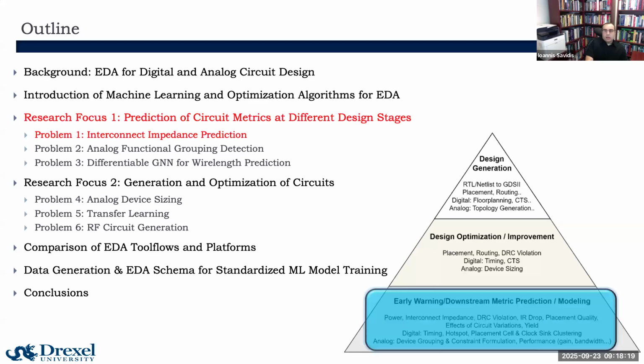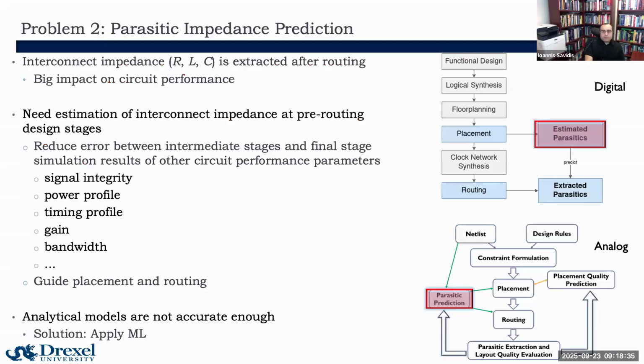All right, so we'll switch into some of the research problems that we've been looking at. Start with the prediction of circuit metrics at different design stages. First one I'll discuss is the interconnect impedance prediction. So we know that interconnect impedances.